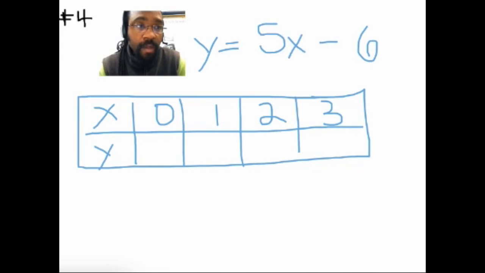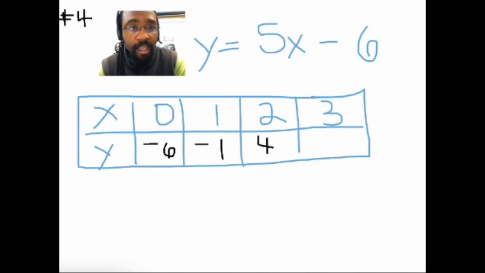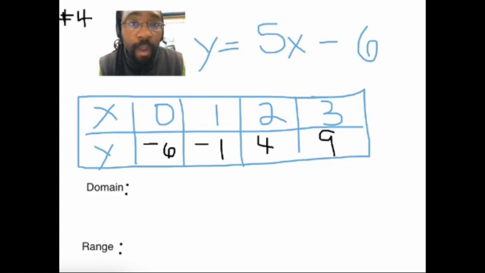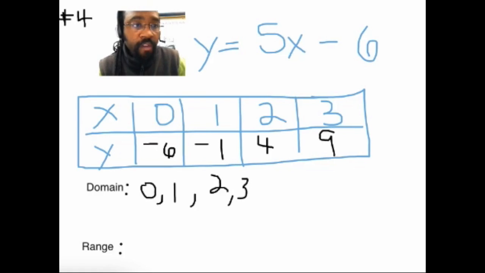So we'll substitute the x value in that equation. 5 times 0 is 0, minus 6 is right here, minus 6. 5 times 1 is 5, minus 6 is -1. 2 times 5 is 10, minus 6 is 4. And then we'll go ahead and do 5 times 3, which is 15, minus 6 is 9. Your x values or your domain are going to be 0, 1, 2, 3. And your range values are going to be -6, -1, 4, and 9.